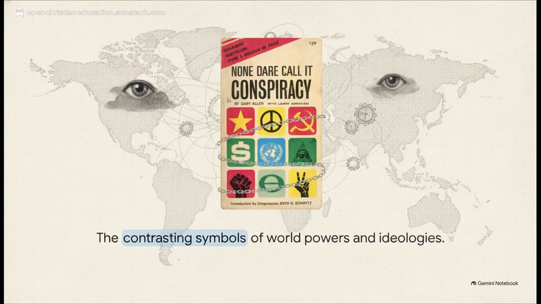All right, let's start by taking a look at Gary Allen's None Dare Call It Conspiracy. The core premise here perfectly encapsulates the main argument shared by all the authors we're examining today. Just think about it. You take these seemingly totally opposing forces, right? The dollar sign representing capitalism, the hammer and sickle of communism, the peace sign, the clenched fist of revolution. Well, the overarching claim here is that these contradictory forces are actually entirely connected. The texts argue they are funded and manipulated by one unified hidden elite. Crazy, right? But that's the claim.